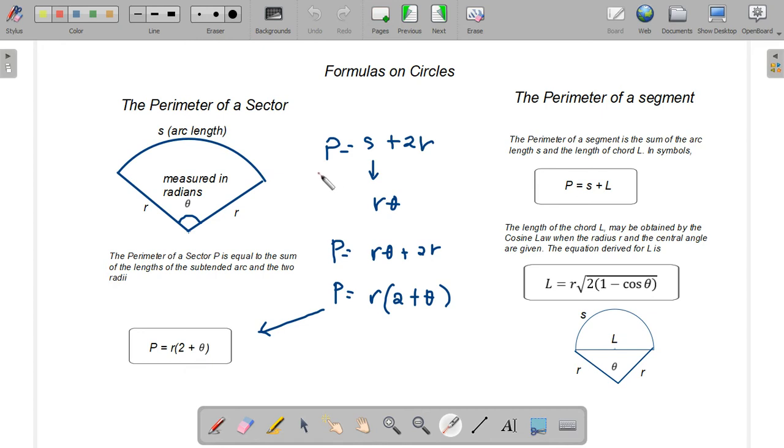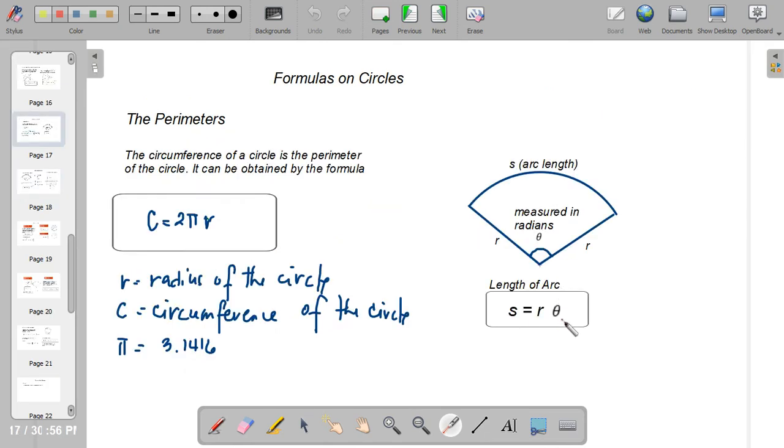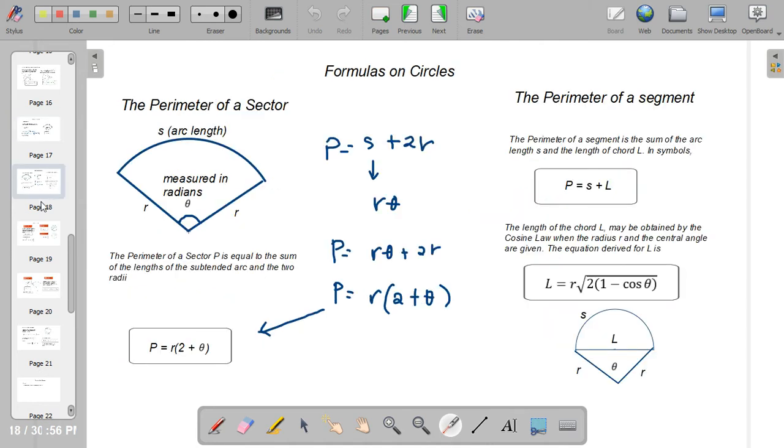So we can write an equation wherein we write P as the perimeter, and then S is the arc length, and 2R is the radii. But S is equal to R times theta, no? Dito. S is equal to R times theta. That's the length of the arc. And so instead of writing S, we write R theta plus 2R. So let's factor out R. We can say that P is equal to R, open and close parenthesis, 2 plus theta.